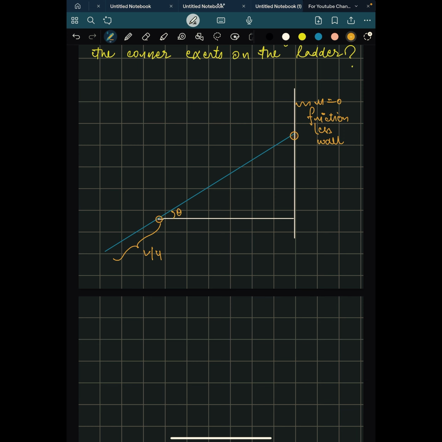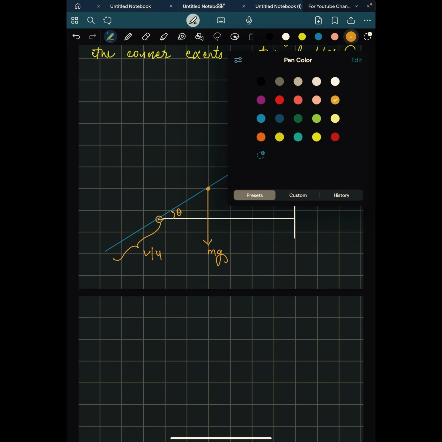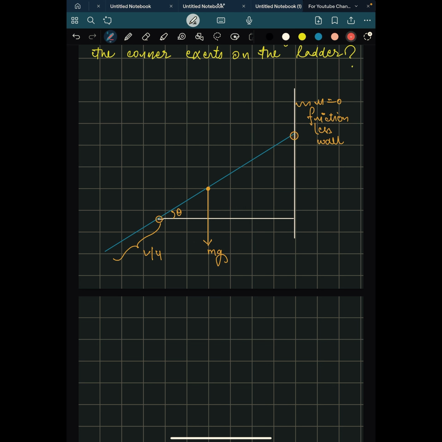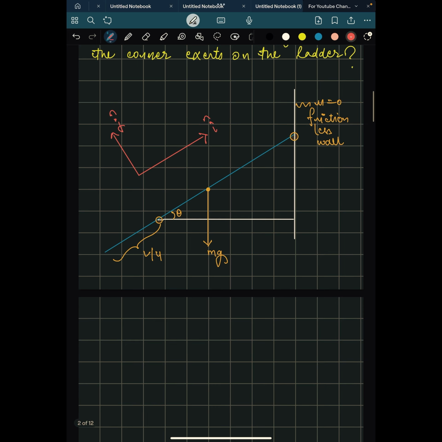Obviously there will be a force of gravity acting downwards, which will be the mass times g. First, one of the very important things is that we define our coordinates, based on which we will do our calculation. For simplicity, let's call this the i cap direction and this the j cap direction. This side is positive i and this is the positive j cap direction. Now we take the components of the forces.